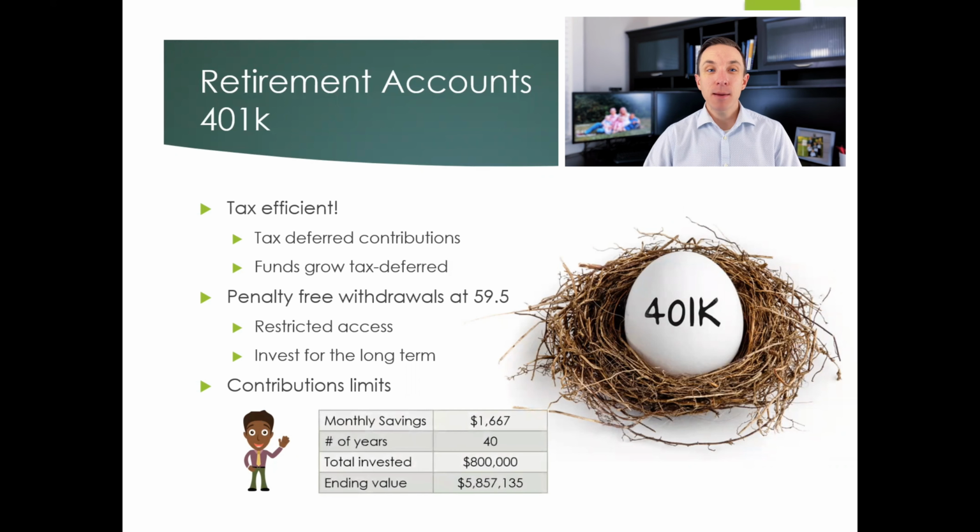Using the Excel template from video 6, you could calculate that if Eric would have invested $20,000 a year for 40 years at an 8% return, by the time he retired, those savings would have grown to more than $5.8 million, an increase of more than $4 million. That's a pretty comfortable nest egg.